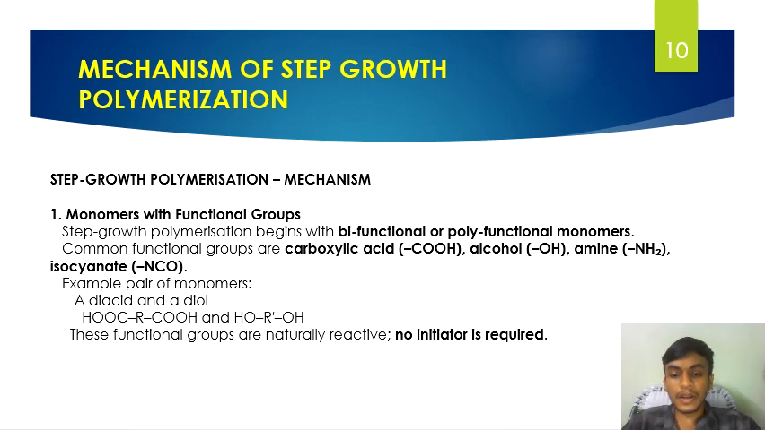Mechanism of step growth polymerization. Step growth polymerization starts with monomers that have functional groups such as COOH, OH, NH2 or NCO. A common example is the reaction between a diacid and a diol. These functional groups are naturally reactive, so no external initiator is required.